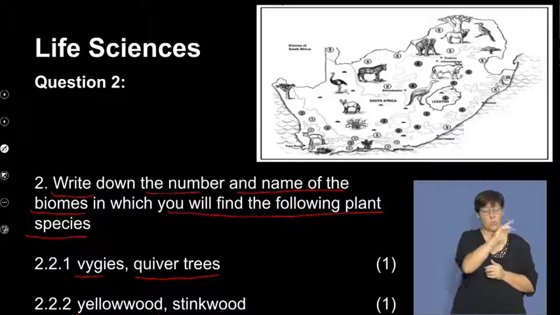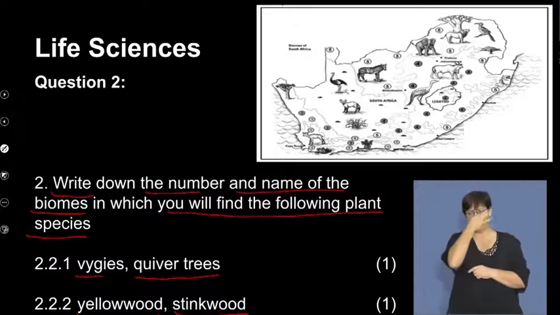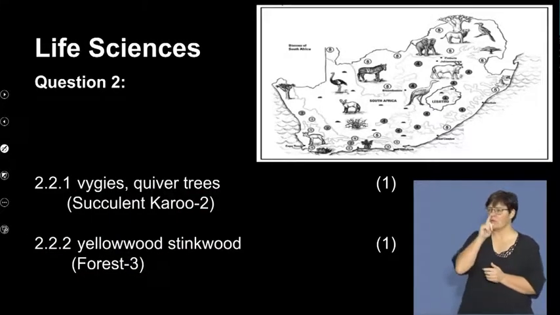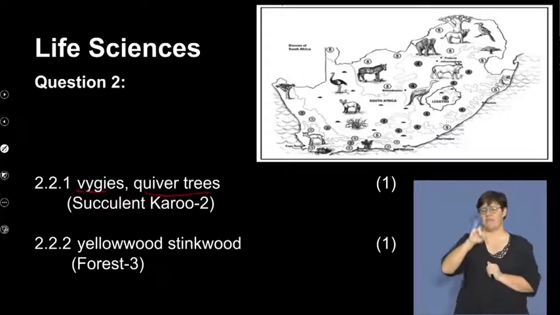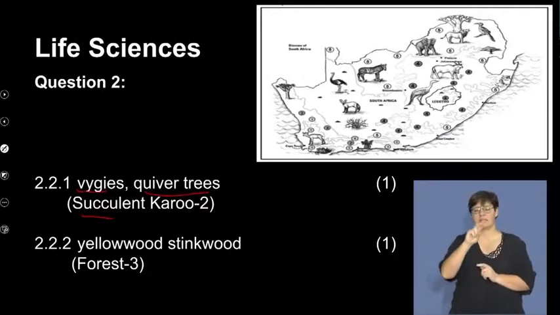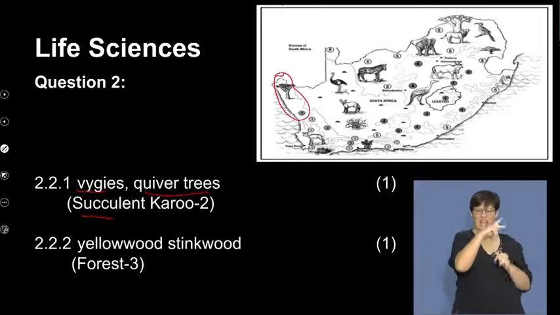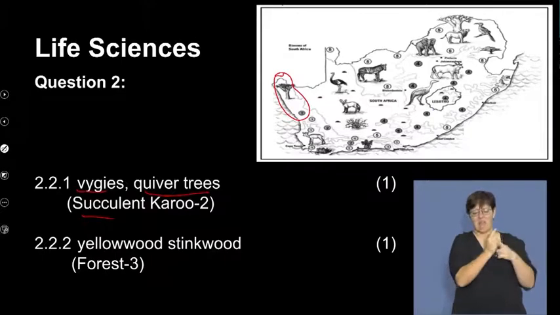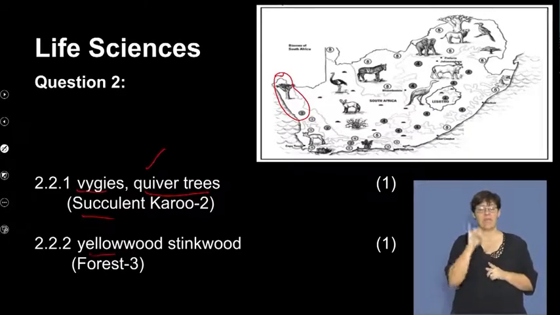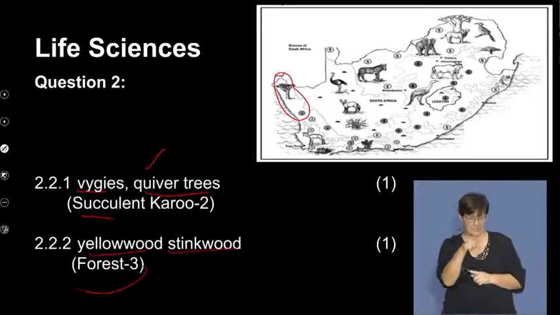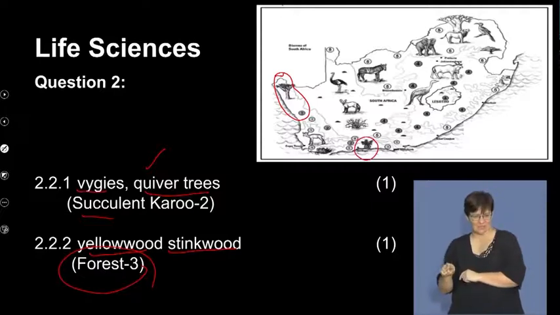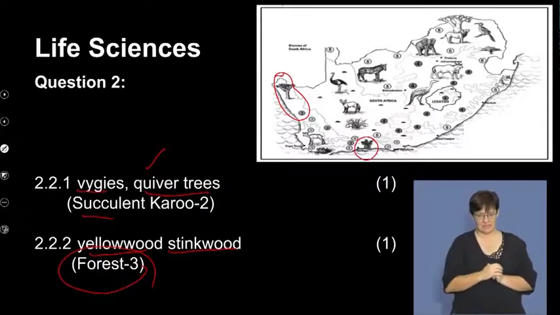The yellowwood and stinkwood trees are also found. So I'm going to very quickly move on to this. If you're looking at your quiver and your vuggies, these are found in the succulent Karoo. And here you can see an image of a quiver tree. Your succulent Karoo is unique in that it has these species of plants found in there. The next would be your yellowwood and your stinkwood. These are trees that are found around your forest biomes, and that would be in area 3.